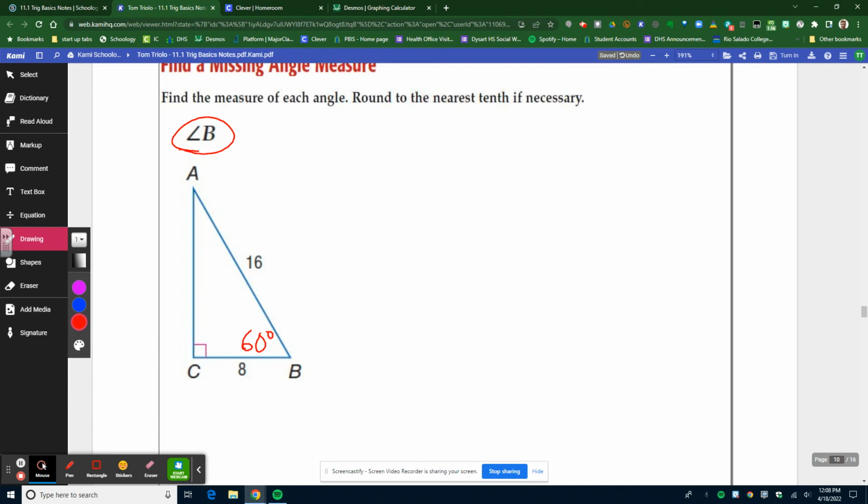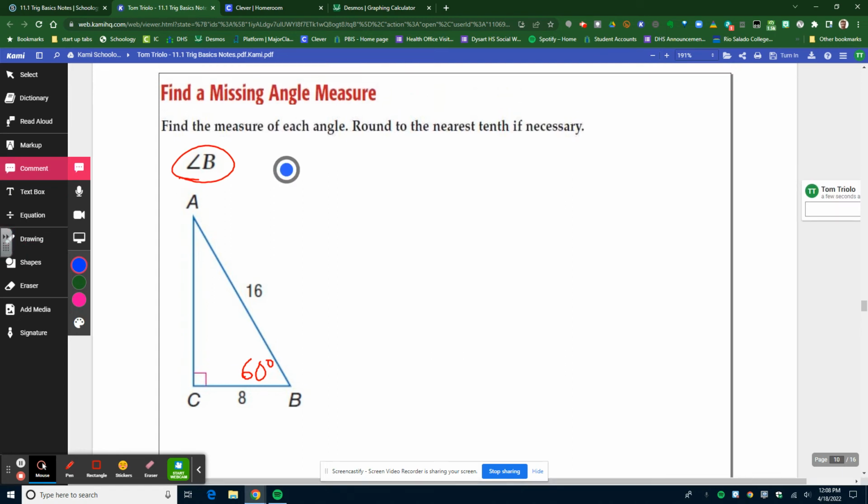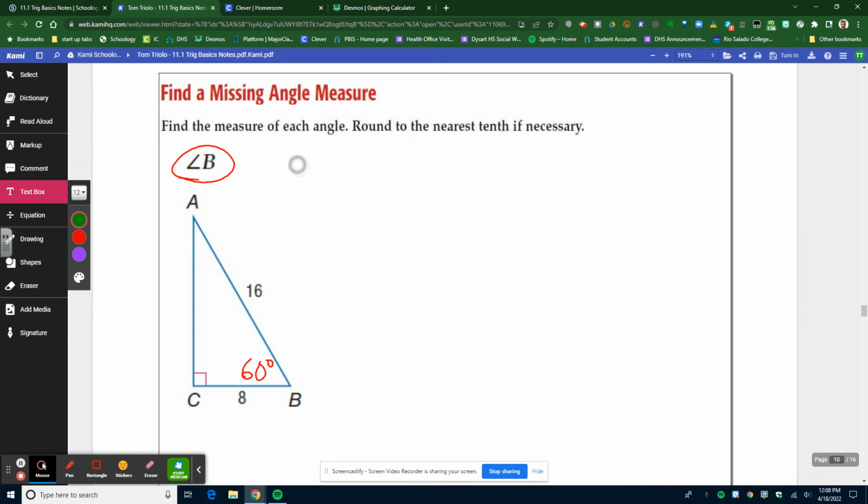Anybody remember the special name? A and B. Angle A and angle B are always greater than angle C? No, in fact, they're equal to angle C. Somebody said it. Complementary, okay.